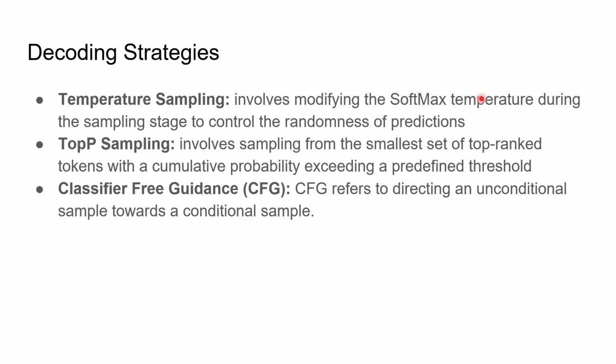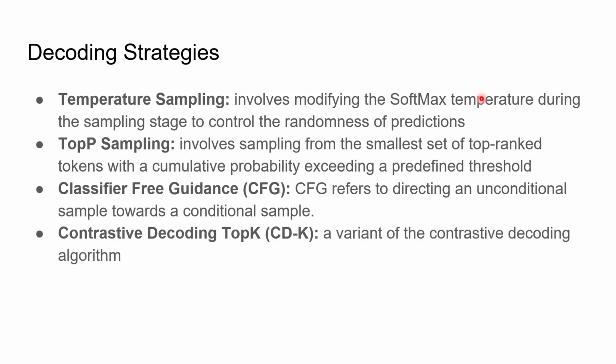Now, classifier-free guidance is a method used by many diffusion models to direct an unconditional sample to a conditional sample. The concept of classifier-free guidance was used to alter the contrastive decoding technique, which I'll discuss in more detail in a moment. Contrastive decoding top K is a variant of the contrastive decoding technique using principles from classifier-free guidance, which defines a set of potential subsequent tokens based on their probabilities.